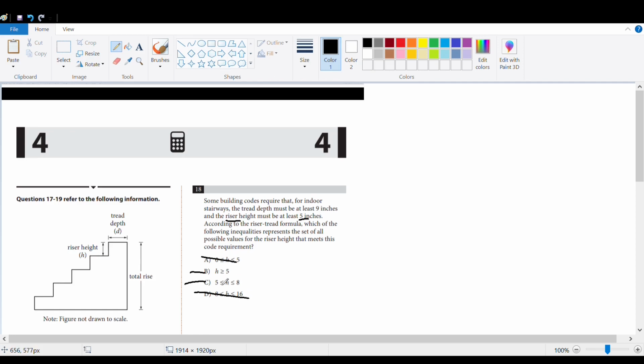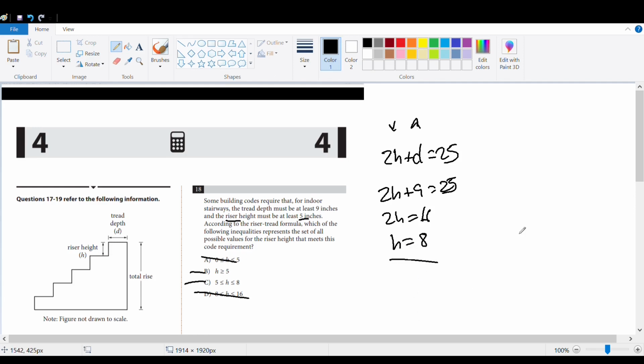So for c, there's an upper value of h. So how do we find if there actually is an upper value? Well, let's just look at this equation, 2h plus d equals 25. And the tread depth must be at least 9 inches. So the minimum value of d is 9. And in this equation, if d is larger, then h is smaller. So if the value of d is minimized, then that gets us the maximum value of h. So let's just plug in 9 because that is the smallest possible value of d. So 2h plus 9 equals 25, or 2h equals 16, or h equals 8. So 8 is the maximum value of h, so we know that it's c.